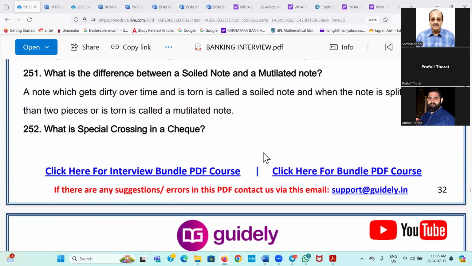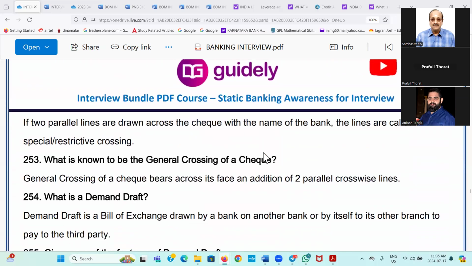252. What is special crossing in check? If two parallel lines are drawn across a check with the name of the bank, the lines are called special crossing. 253. What is known to be general crossing of check? General crossing of check bears across its face an addition of two parallel crosswise lines.